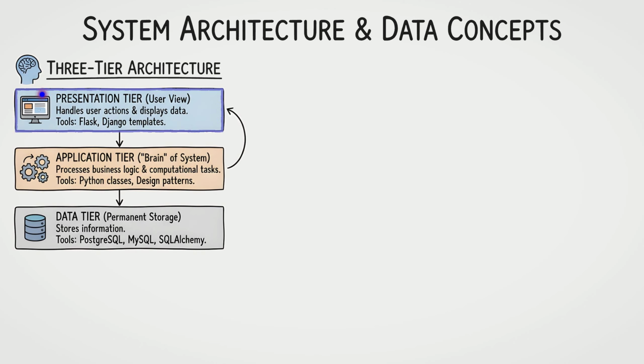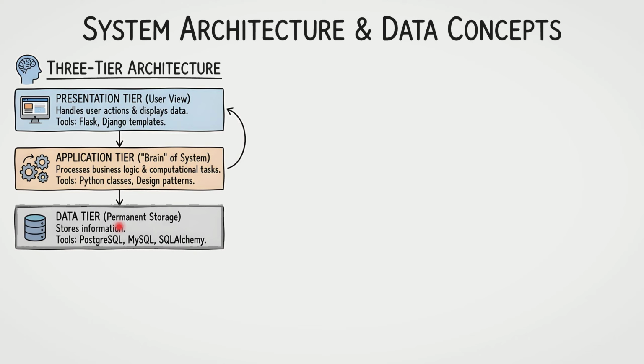The first tier is the presentation tier. This is exactly what the user sees, handling user actions and displaying data using tools like Flask or Django templates. Next, we have the application tier. Think of this as the brain of the system. It processes all the business logic and computational tasks using Python classes and design patterns. Underneath it all is the data tier. This is where your information is stored permanently, utilizing databases like PostgreSQL or MySQL to manage data integrity.